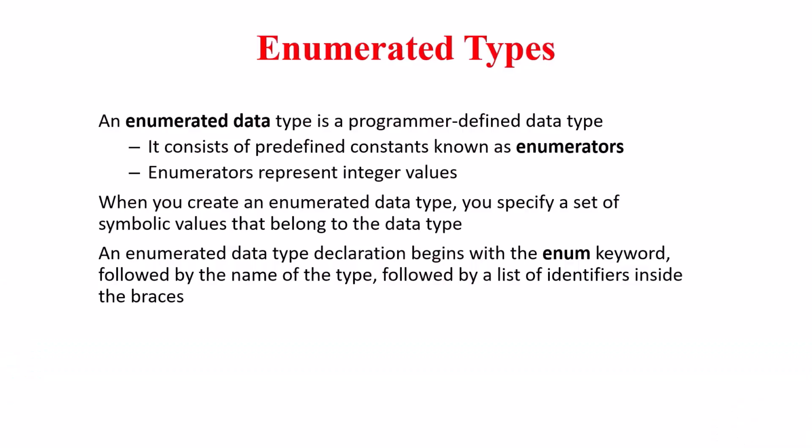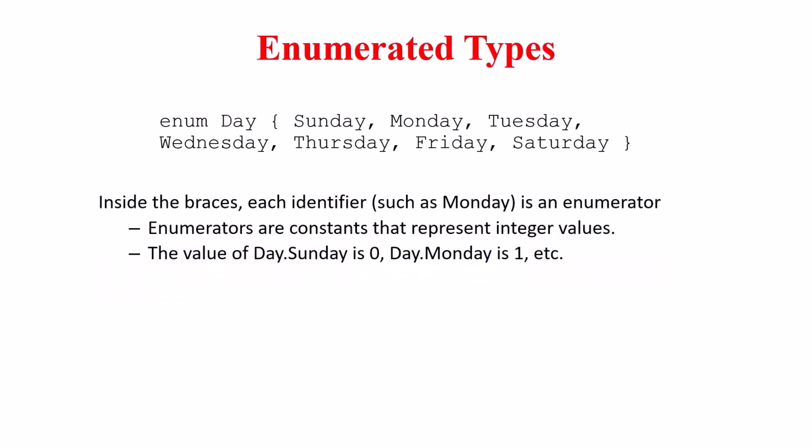It's called enumerated types. An enumerated type is a programmer-defined data type. It consists of predefined constants known as enumerators. Enumerators represent integer values. So in other words, you set up an enumerator and it's got an integer value in it. When you create an enumerated data type, you specify a set of symbolic values that belong to the data type. An enumerated data type declaration begins with the enum keyword, followed by the name of the type, followed by a list of identifiers inside the braces. Let's try to make some sense out of that.